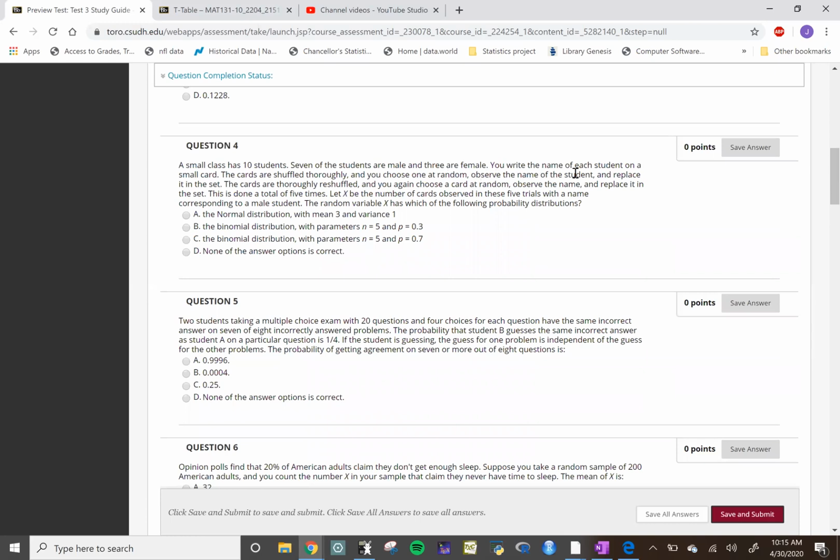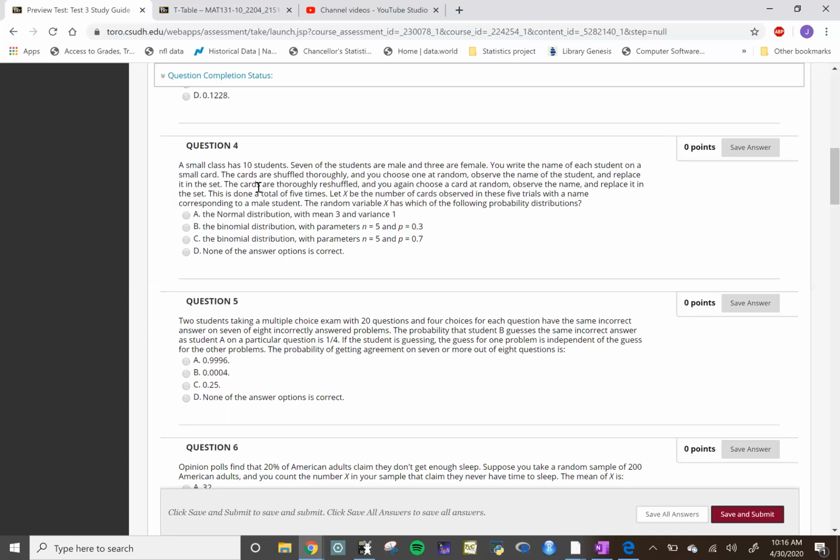Observe the name of the student and replace it in the set. The cards are thoroughly reshuffled and you again choose a card at random. Observe the name and replace it in the set. This is done a total of 5 times. Let X be the number of cards observed in these 5 trials with a name corresponding to a male student. The random variable X has which of the following probability distributions?